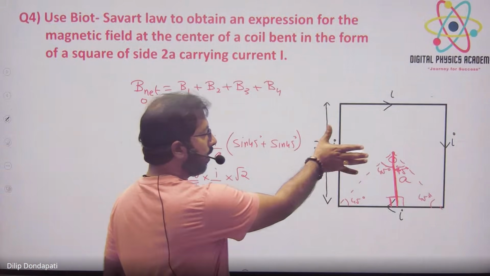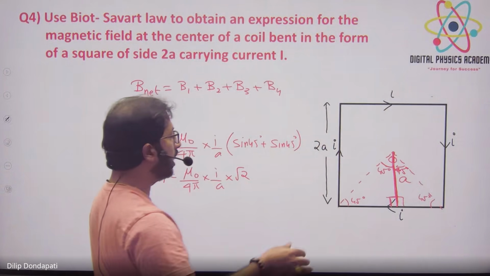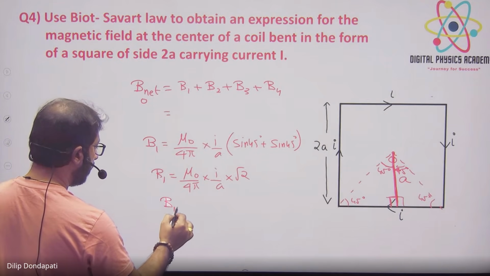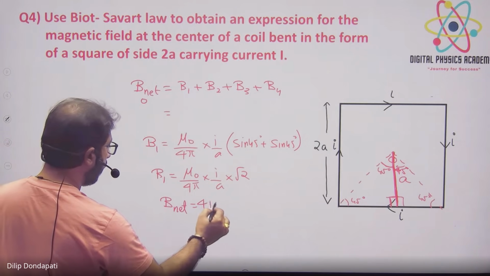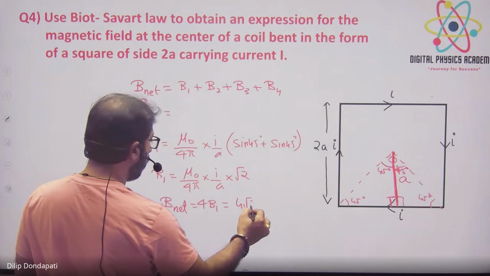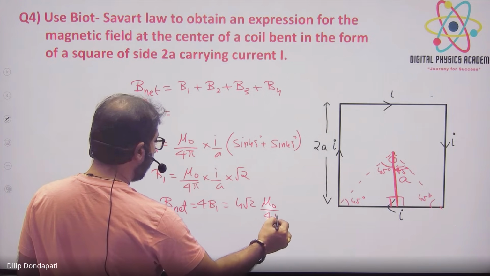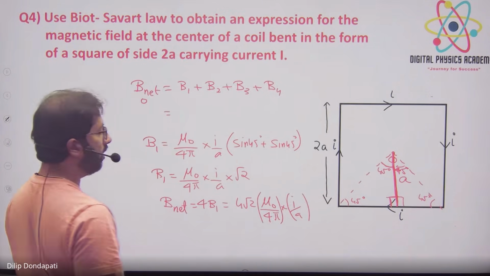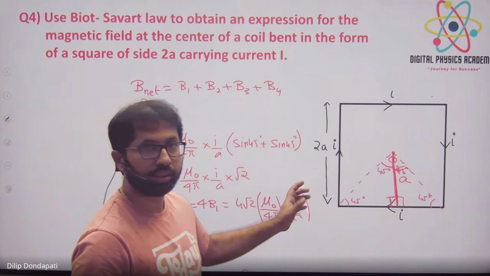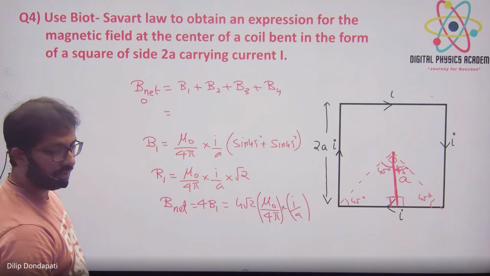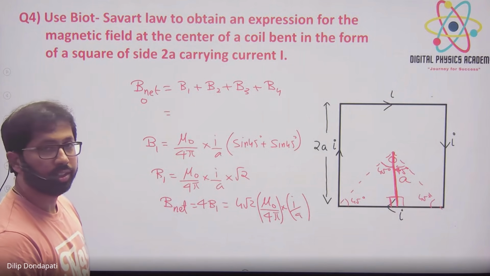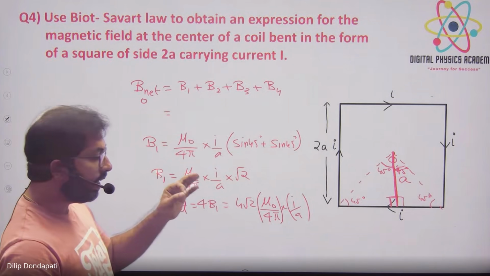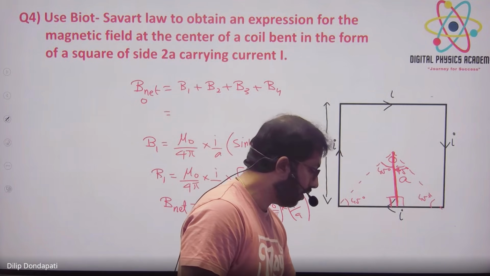Since the magnetic field of every current carrying wire is inward, that's why we are adding. Since distances and everything are the same, the net magnetic field is 4 times B1. So it is nothing but 4 root 2 mu naught by 4 pi into I by A. I'm trying to keep mu naught by 4 pi as it is in all numericals, so that if numbers are given directly you can substitute 10 power minus 7. So after checking direction we find the net magnetic field. Till now we learned the magnetic field due to finite current carrying wire.